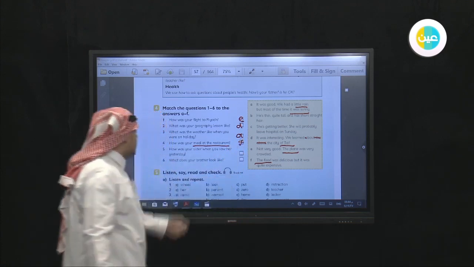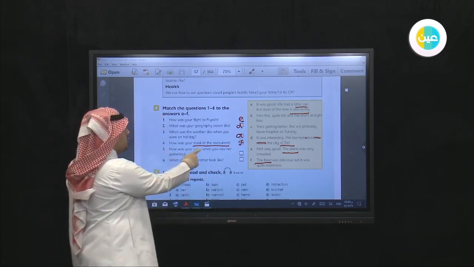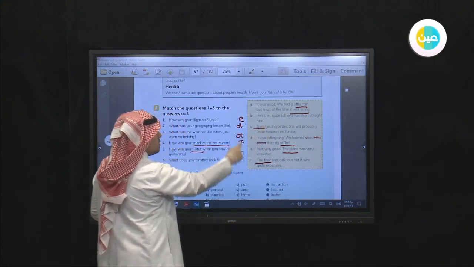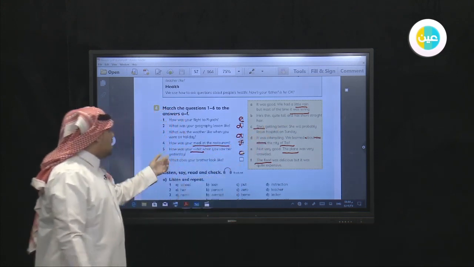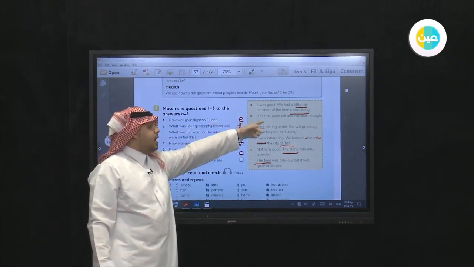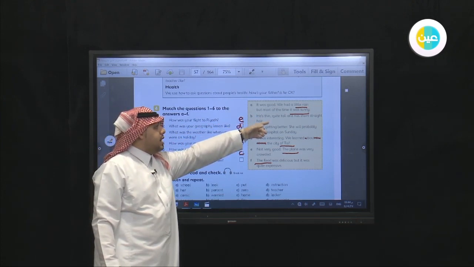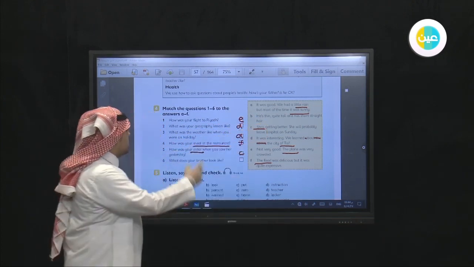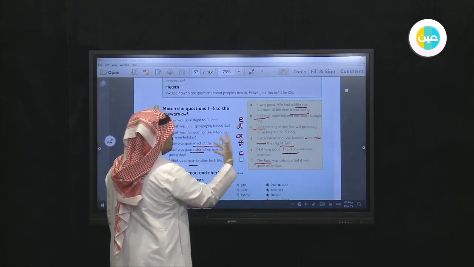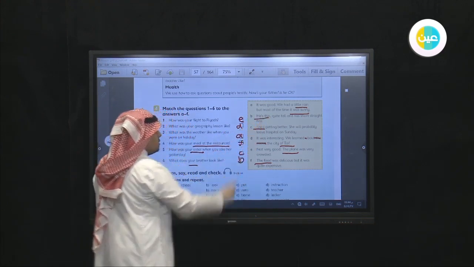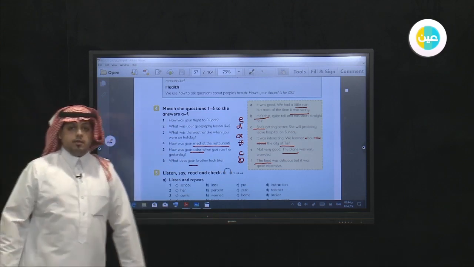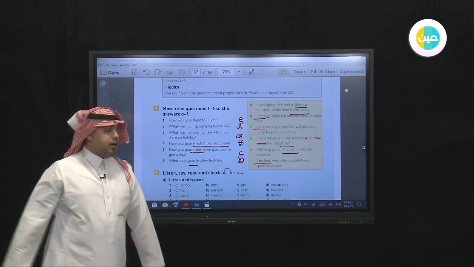Taking F. How was your sister? I'm talking now about a girl. Absolutely, I'm going to choose she's getting better. So the answer here will be C. What does your brother look like? He's thin, quite tall, and has short, straight hair. I'm talking about your brother. I'm describing my brother. So I'm going to choose here B. Take the answer. And thank you very much for listening to our class.